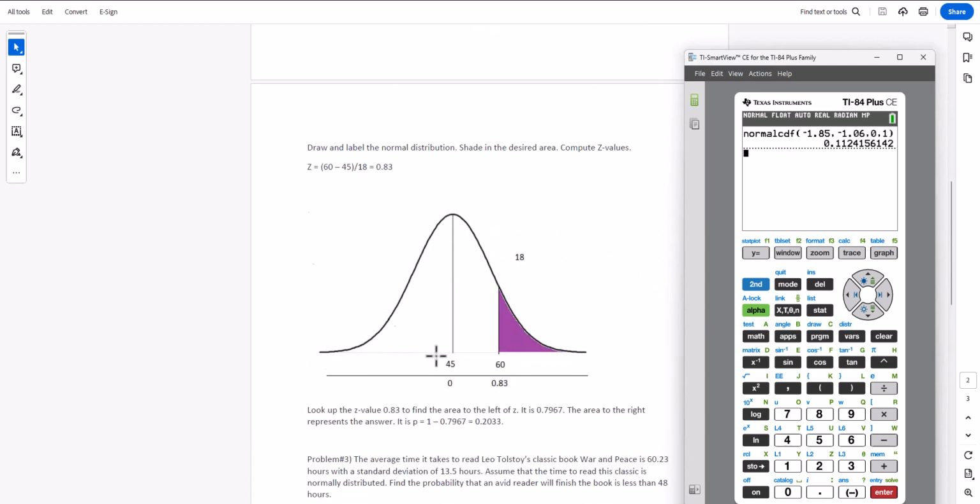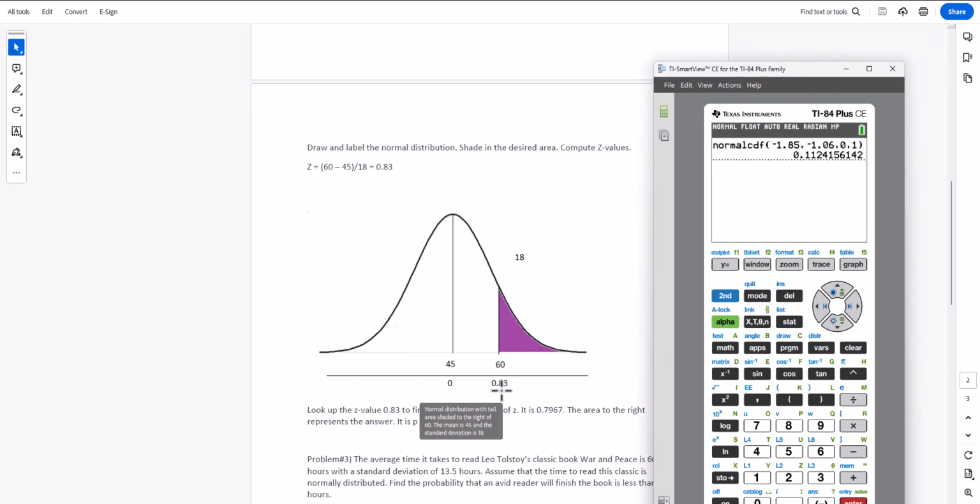So for this problem, it's normally distributed. The mean is 45. We want to know what's the chance that the commute time will be greater than 60. Once again, step 1, we convert all the x values to z values. So we take 60 minus 45 and then divide it by 18, round to 2 places, 0.83. We could look up 0.83 in our table to get 0.7967. Remember, it's a right area, so you would subtract it from 1 to get the answer of 0.2033.